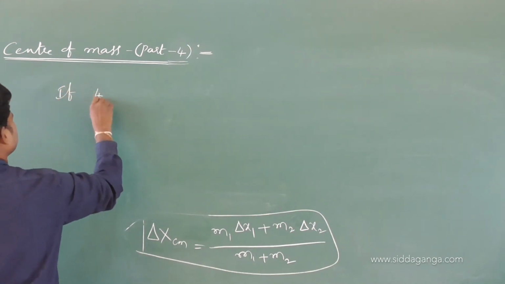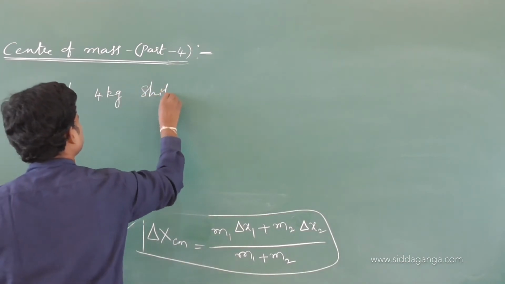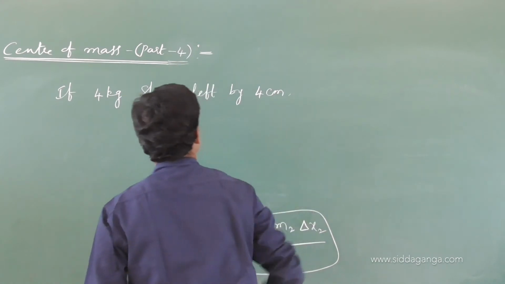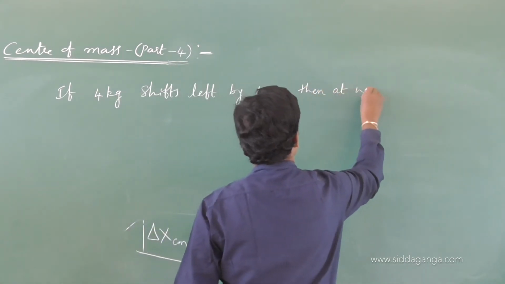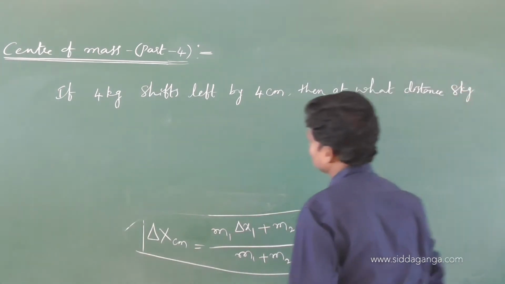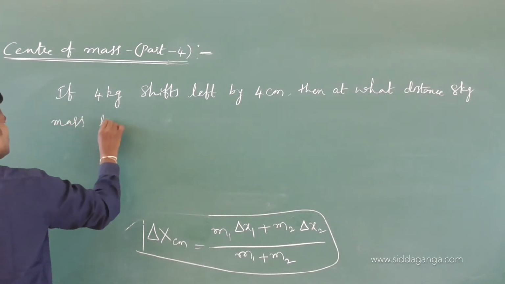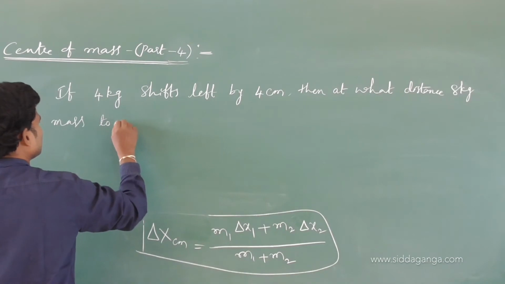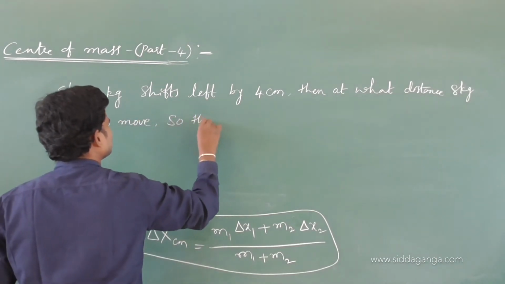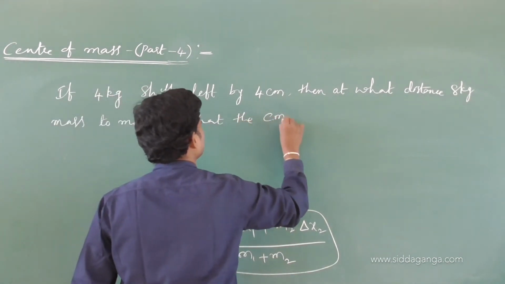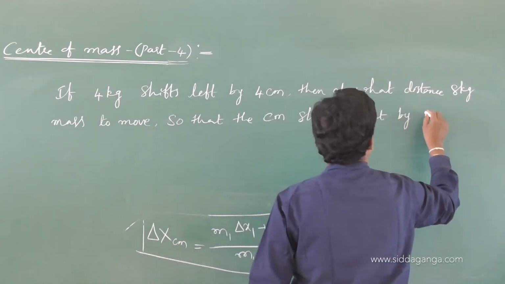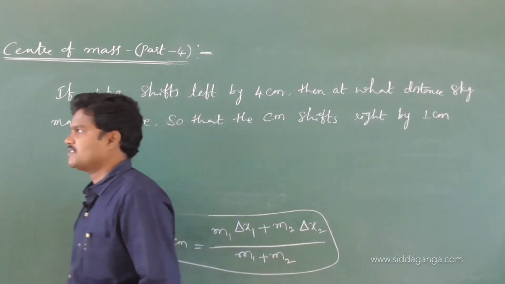If 4 kg shifts left by 4 centimeter, then at what distance 8 kg mass has to move so that the center of mass shifts right by 1 centimeter. See, the given center of mass shifts right by 1 centimeter.